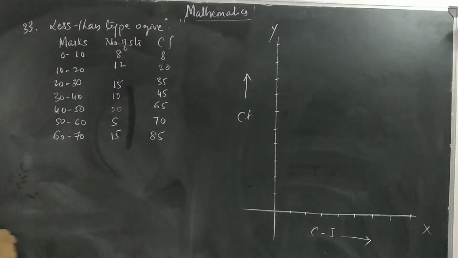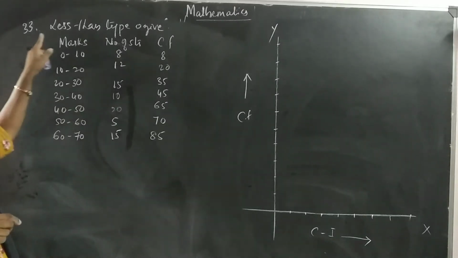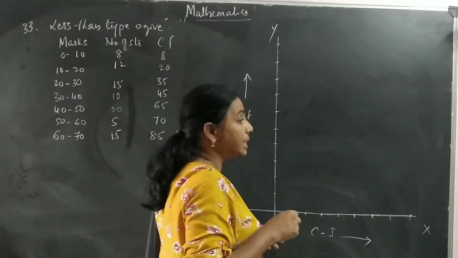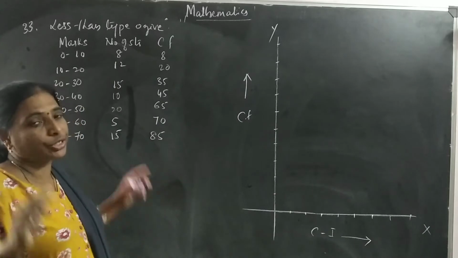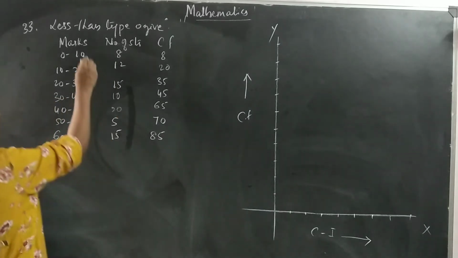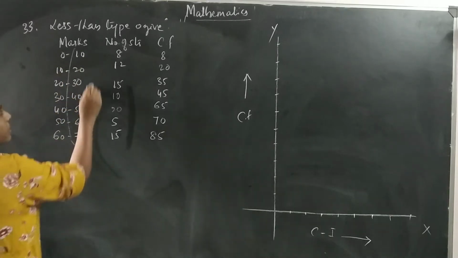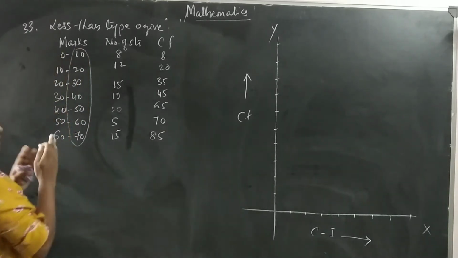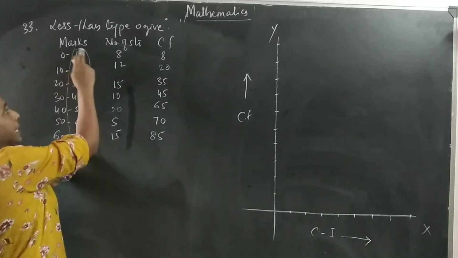Have taken next problem, 33rd question. In that it is given less than type ogive. We have to draw less than type ogive. First try to understand it is less than type. Whenever it is less than type, we have to mark these values, isn't it? That you have to remember. If it is more than, mark these points. Okay. Now it is less than type.